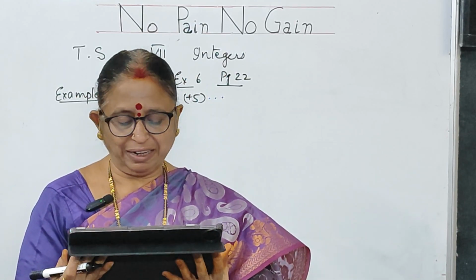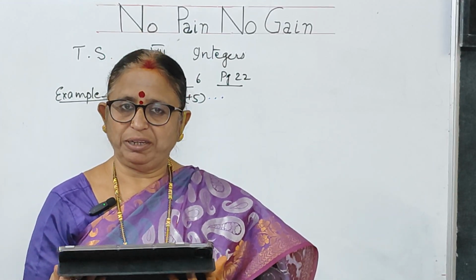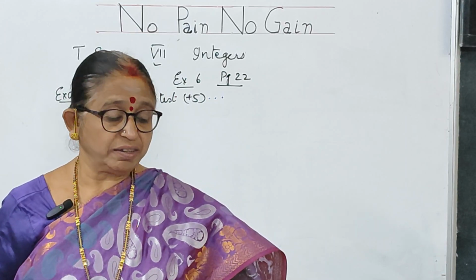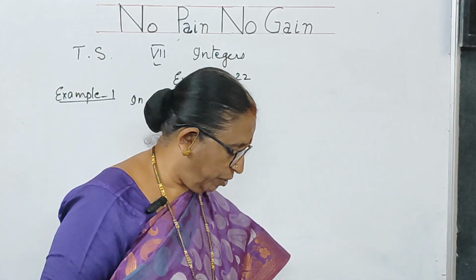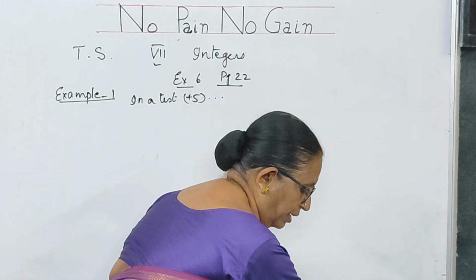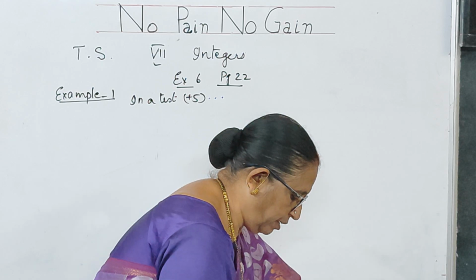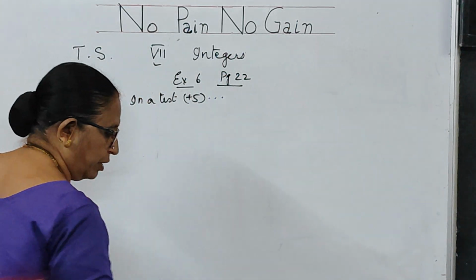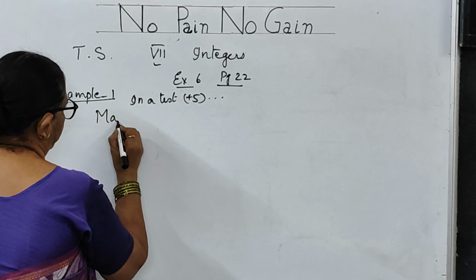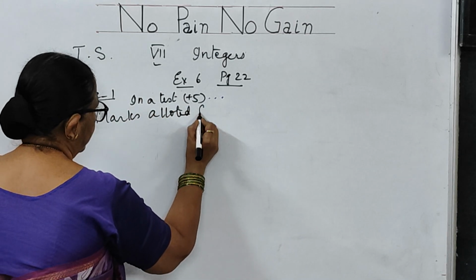So, how many incorrect answers had both Radhika and Jaya attempted? This is the question, children. So, incorrect answers you need to find out. So, one by one we will be doing for this problem. Now, let us see what are the marks allotted for this problem. Marks allotted?